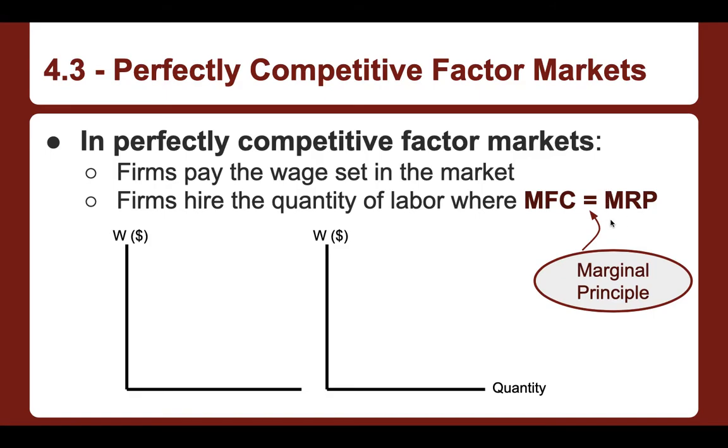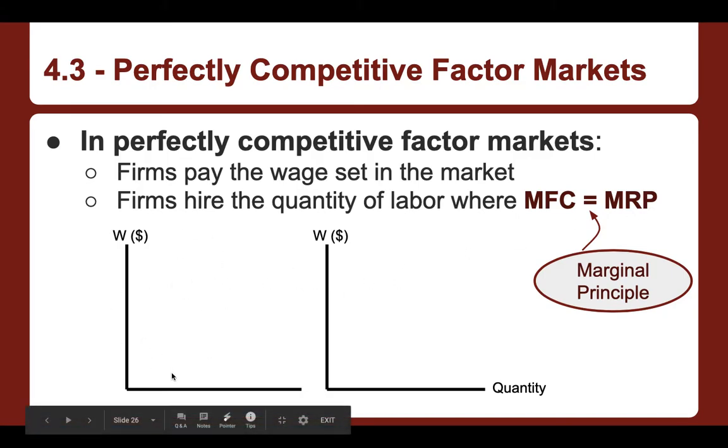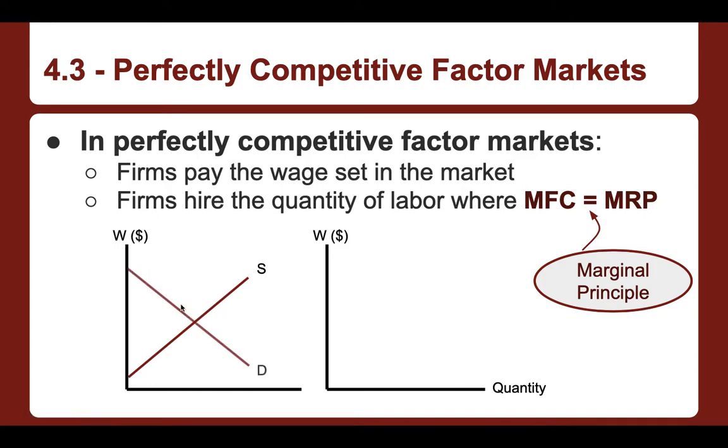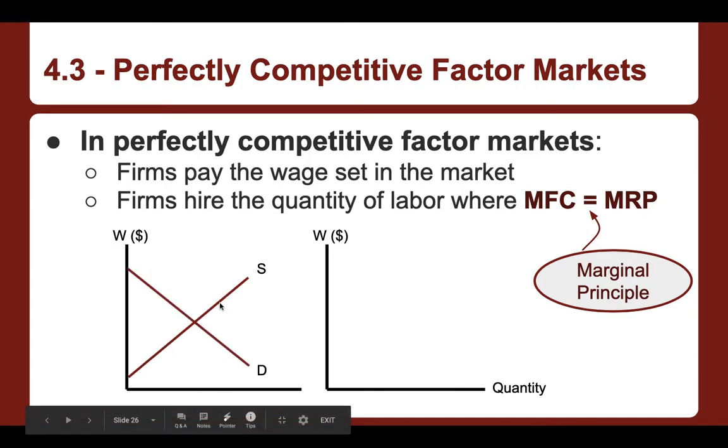When it really boils down to it, we're not going to pay more for a unit of labor than what they're bringing us in. So let's look at these two graphs. On the left, we have the labor market, and on the right, we have the individual firm. In the market, we have a positively sloped supply curve and a negatively sloped demand curve. The reason the supply curve is positively sloped is because as individual firms, we have to pay more and more and more, or move up on the y-axis, in order to attract more and more laborers.